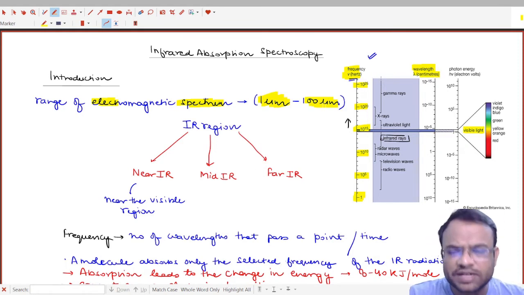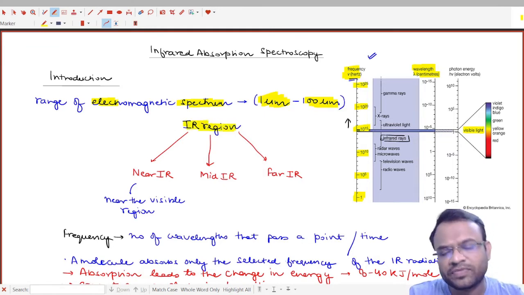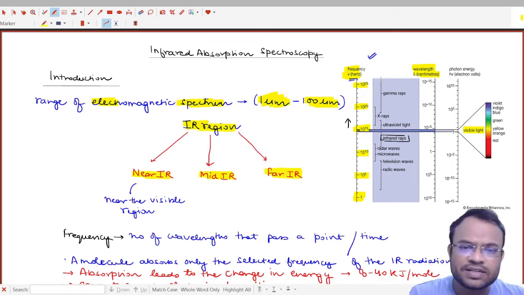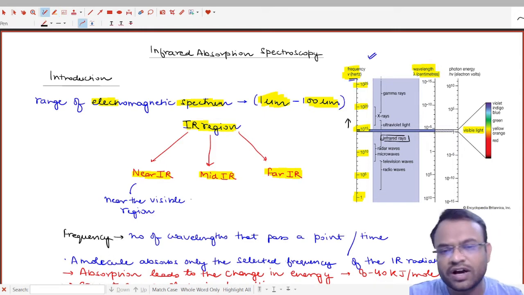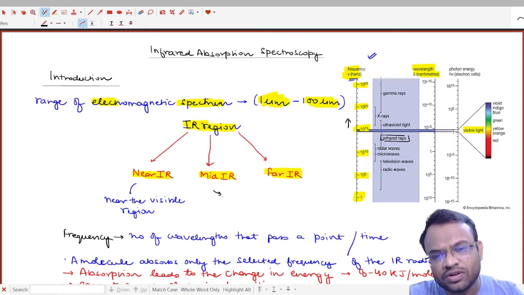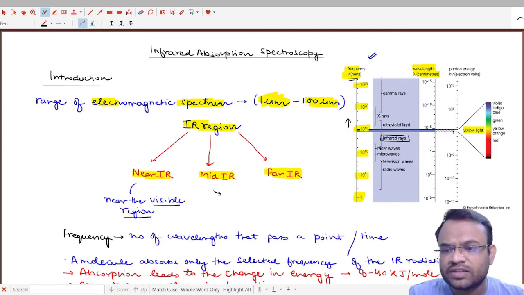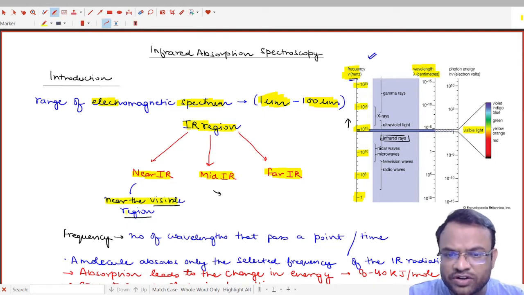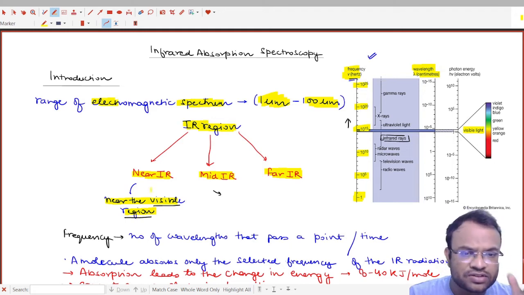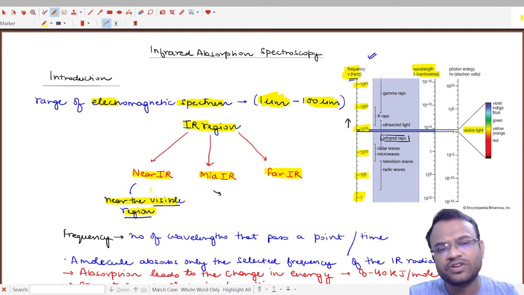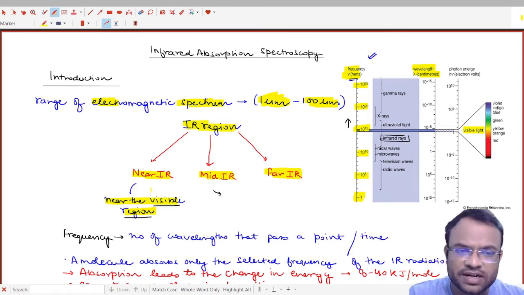The next important feature is that you can divide the infrared region into 3 parts: the near infrared, the mid infrared and the far infrared. Understand that this near, mid and far is with respect to the visible region. I have written over here also that the region that is nearer to the visible region would be called near infrared. The region that is farther from the visible region would be called mid IR, and the region that is the farthest would be considered far IR.